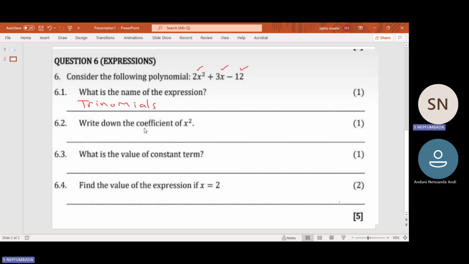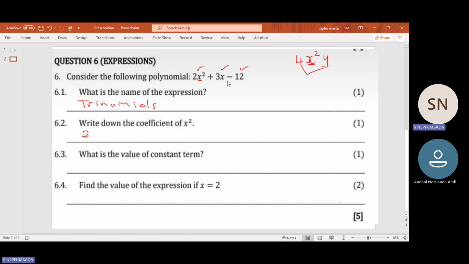They say write down the coefficient of x squared. In order for us to check the coefficient of x squared, we go to x squared and take any number that is with x squared, which is nothing but 2. By the way, if we were having, let's say, 4x squared y, and they say coefficient of x squared, we're going to take 4y because it's the only thing that is near x squared. But here it is 2.